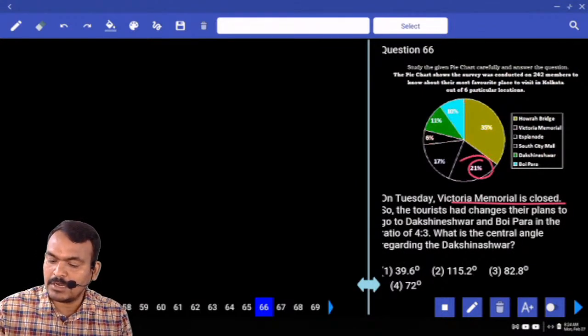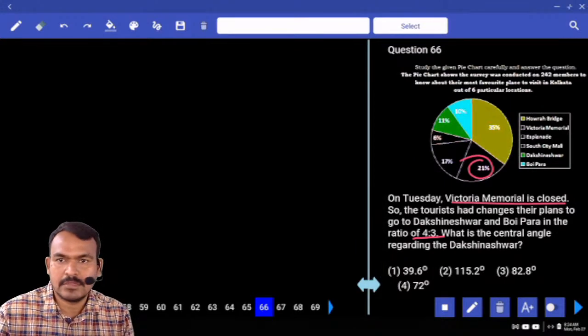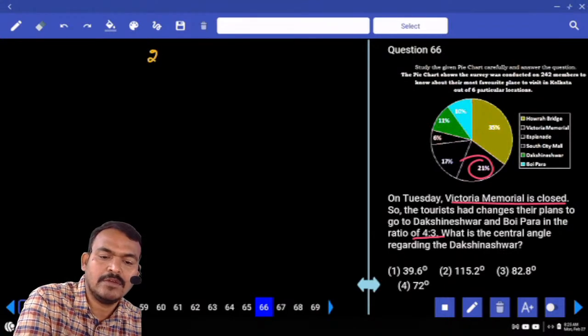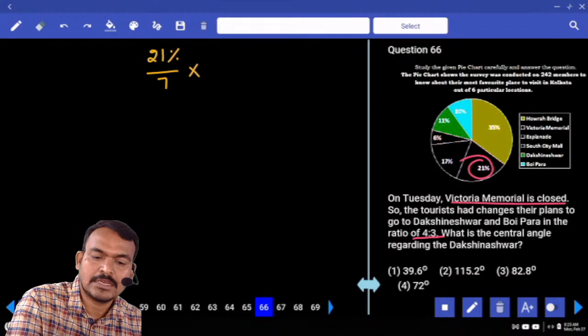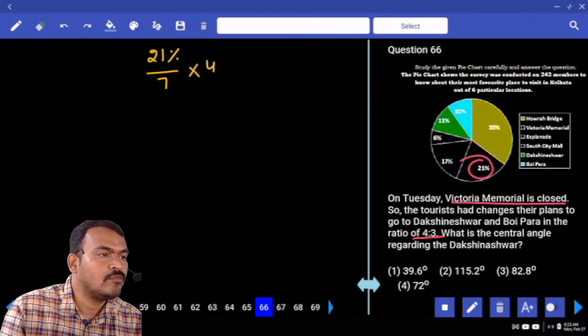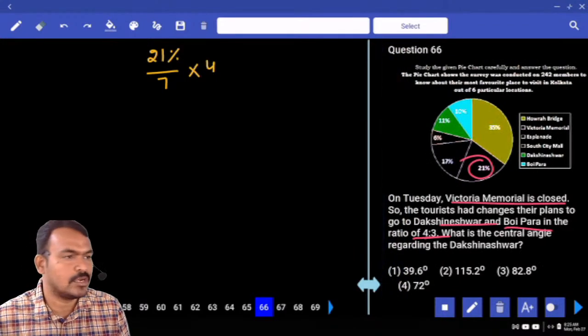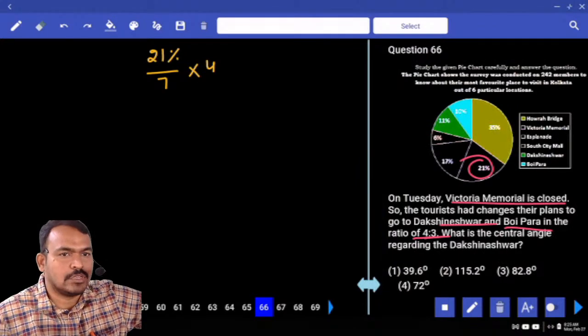21%. That is split into a 4:3 ratio. 4 plus 3, 7 parts. 7 parts are 21, so every one part is 3. 21% divided by how many parts? 7 parts. Into Dakshineshwar is how many parts? 4 parts. Dakshineshwar and the other place are distributed in a 4:3 ratio. 21% is distributed in a 4:3 ratio.